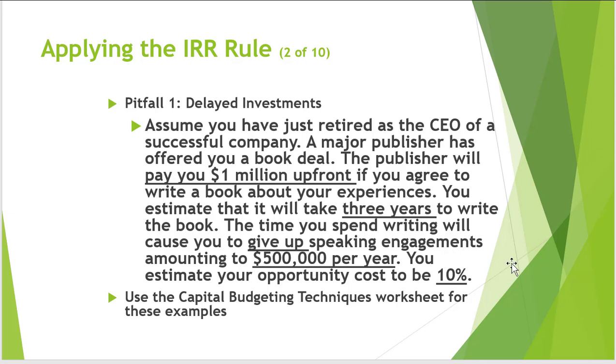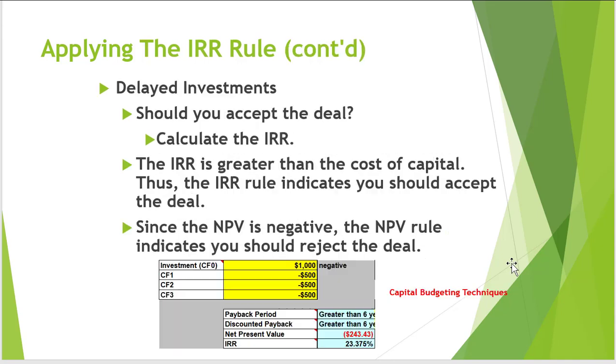Now we're going to use a worksheet for this. It's called the Capital Budgeting Techniques Worksheet. And obviously you can download that from the workbook. So here's how we do this. For the delayed investment, should you accept this deal, we need to calculate the internal rate of return.